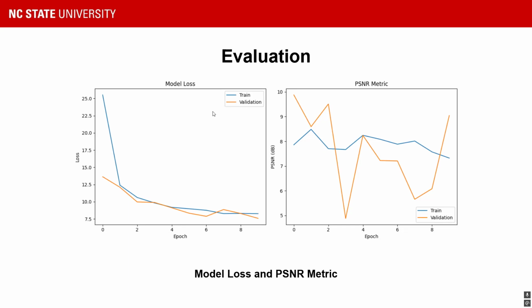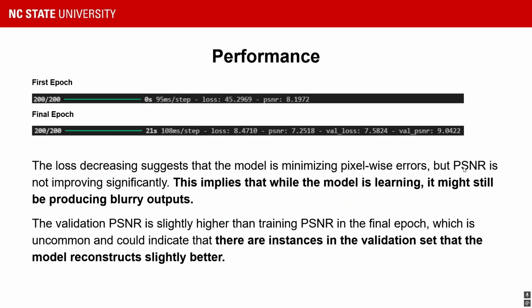This is the training graph where we can see that the loss kept going down. The loss decreasing suggests that we can still train more. Even though the model is learning, the PSNR is not going up. That means the model is still learning but is producing blurry images. So there are instances where on the validation set the model performs better than on the training set.